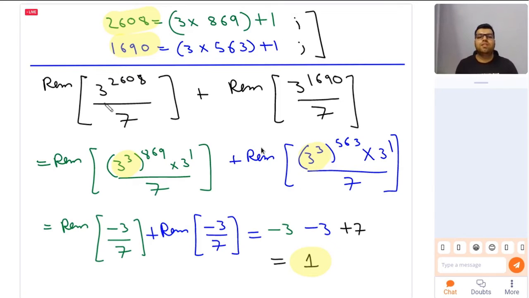So 3 raised to power, this was already copy pasted from previous slide, and this is 3 cube raised to power 869 into 3 raised to power 1. And similarly over here, then I did the standard method, use negative remainder, that got the final answer as 1. So this step, although it is little lengthy, it is compulsory, and we got the answer as 1.